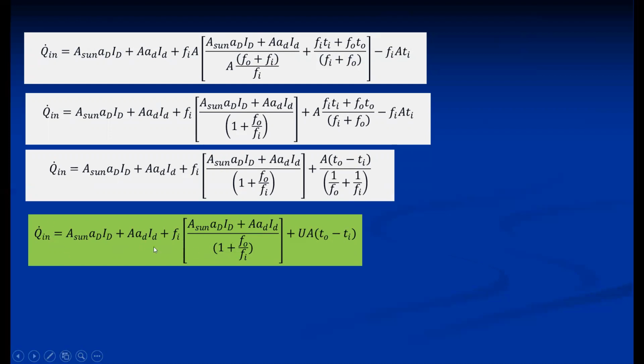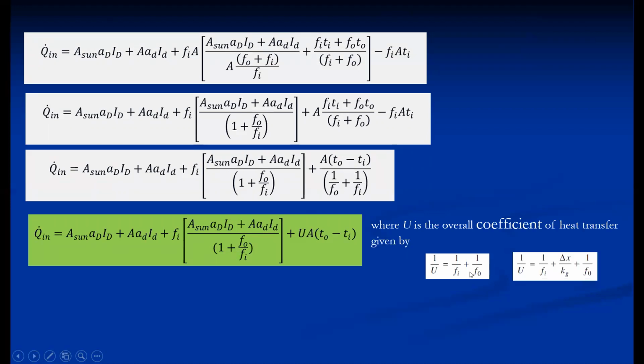So there are four terms associated with Q in, where U is the overall heat transfer coefficient, which is given by this. Instead of this, we can put 1 upon U. If we consider the thermal conductance, we can use the modified equation. In this equation, we have also considered the glass resistance, that is, the conductive resistance of the glass.